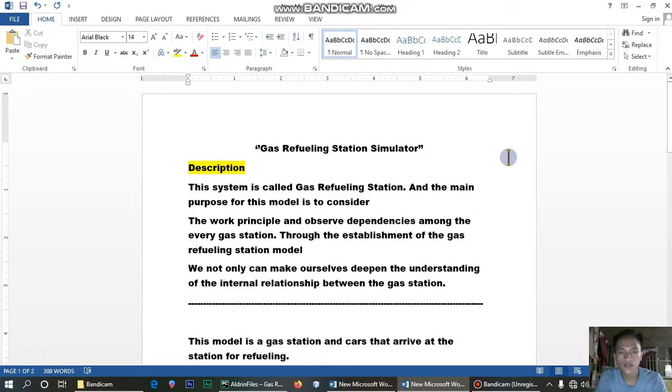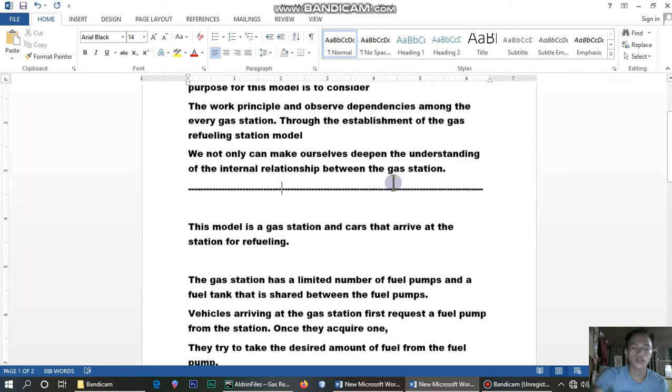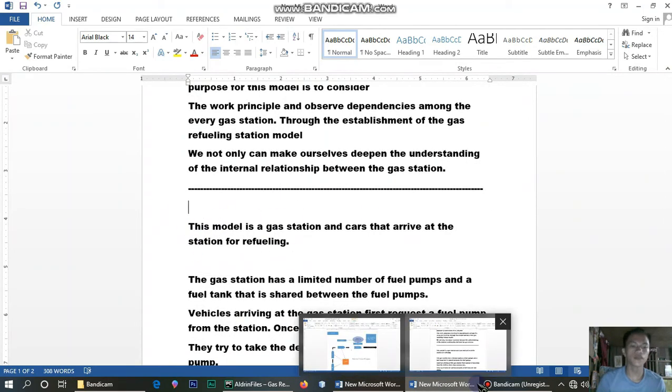This system is called the gas refueling station, and the main purpose of this model is to consider the working principle and observe dependencies among every gas station. Through the establishment of the gas refueling station model, we can not only deepen our understanding of the internal relationship between the gas station components. So here is my case study.